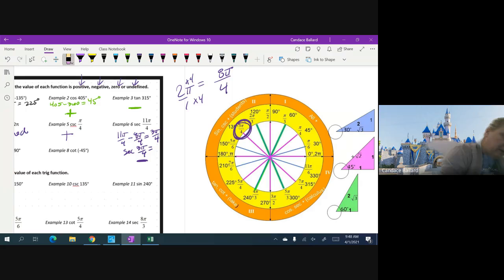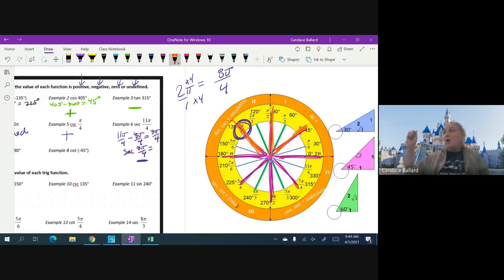Okay, so let's talk about this. I could have counted this as well. If I didn't remember to subtract from 2 pi, I could count this out. So on my unit circle, I'm going to count to 11 pi over 4. So I know that this is 1 pi over 4, 2 pi over 4, 3 pi over 4, 4 pi over 4, 5 pi over 4, 6 pi over 4, 7 pi over 4, 8 pi over 4, 9 pi over 4, 10 pi over 4, 11 pi over 4.